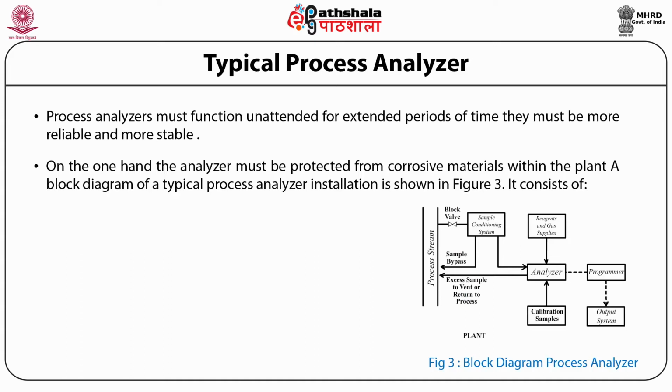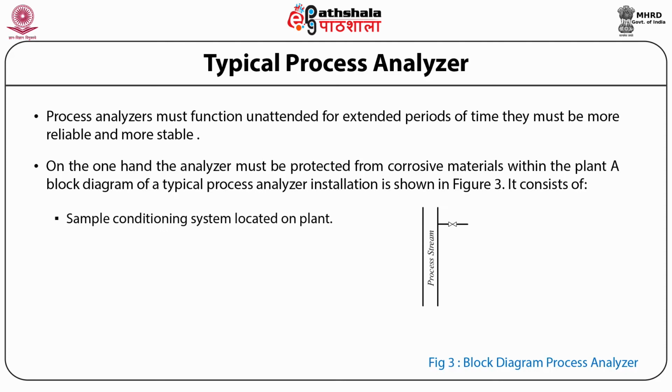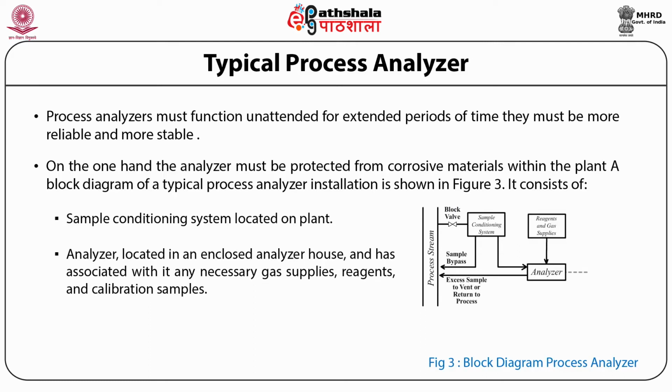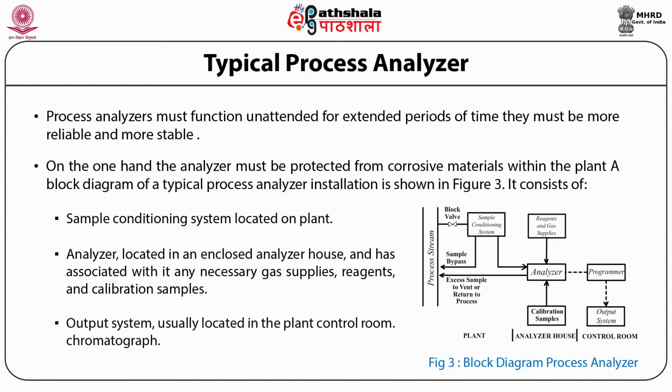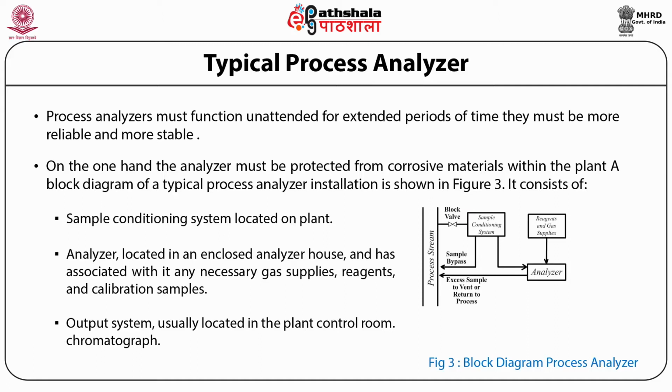A block diagram of a typical process analyzer installation is shown in figure 3. It consists of a sample conditioning system usually located on the plant, the analyzer, which is usually located in an enclosed analyzer house and has associated with it any necessary gas supplies, reagents, and calibration samples. The output system, usually located in the plant control room. A programming unit which controls the operation of the analyzer is also required for repetitive instruments such as the chromatograph.